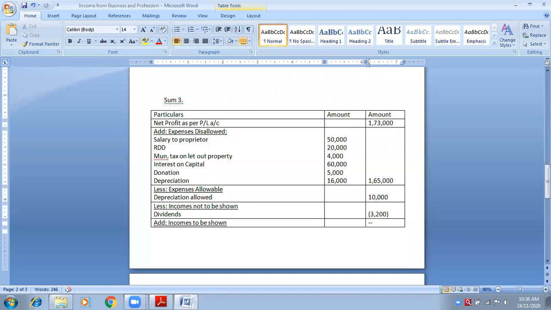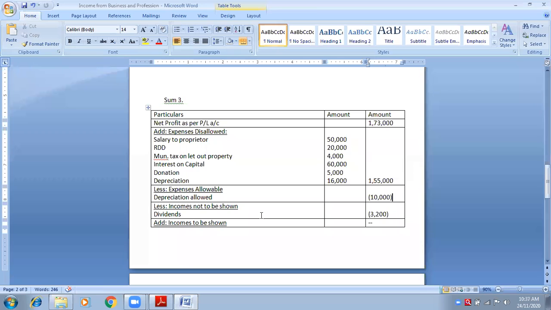Bring it to the outer column. 1,55,000, not 1,65,000, it is 1,55,000. Is it okay now? Yes, sir. Yes. 1,55,000. Now, in less expenses allowable, depreciation allowed. Because it is less, we will put this amount into bracket. Is it clear? Are you writing with me?